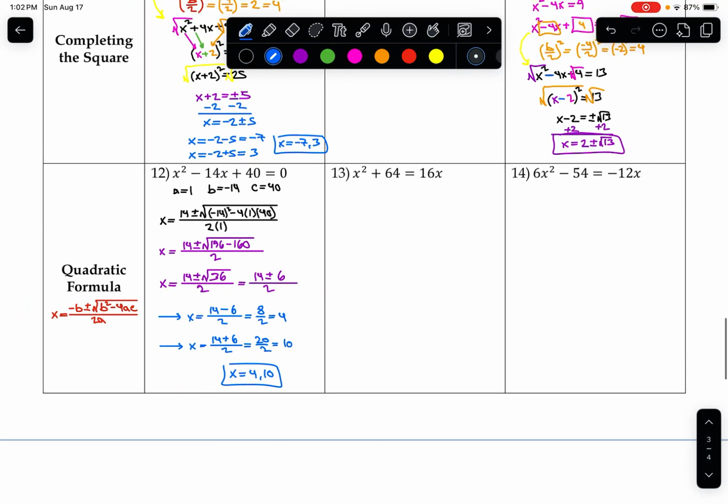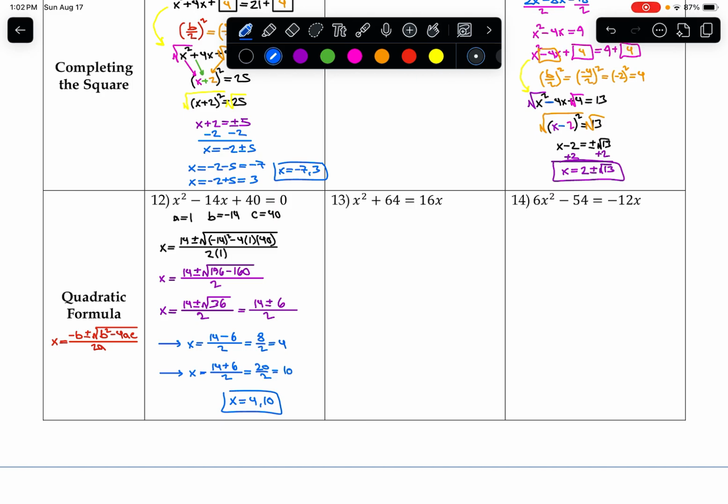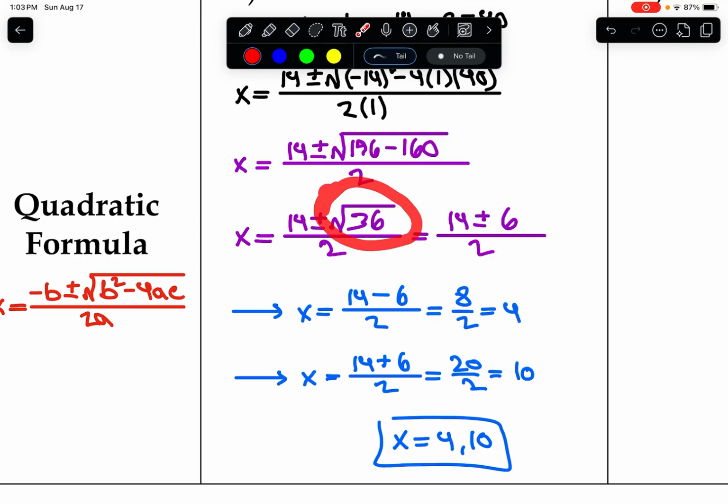All right, so 13 and 14 are going to be the same idea. It still follows the same methods up above. Just know that if you do get a radical here that is not a perfect square, you are going to be expected to simplify and rewrite, and then simplify the fraction as needed.